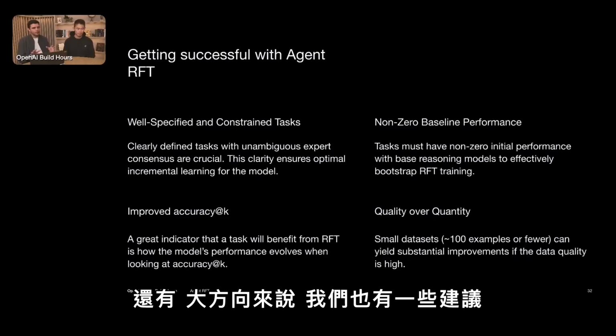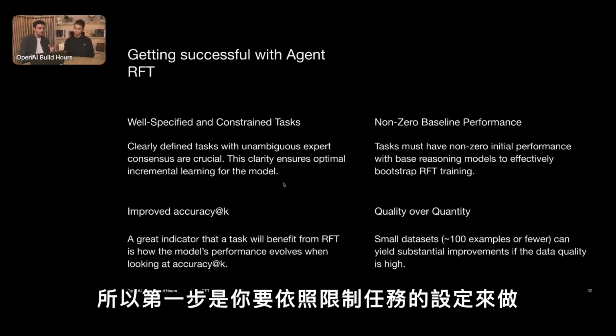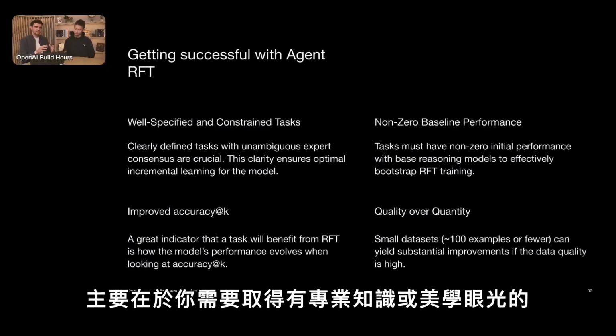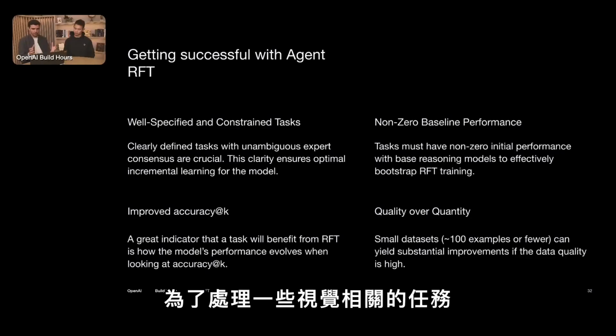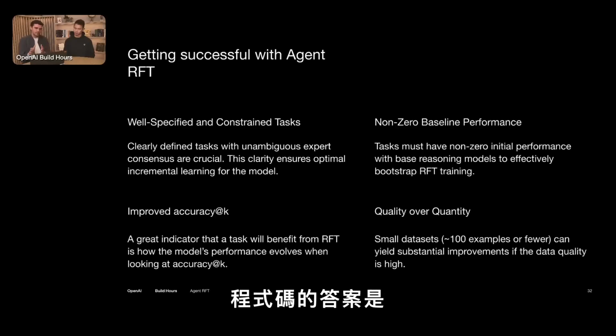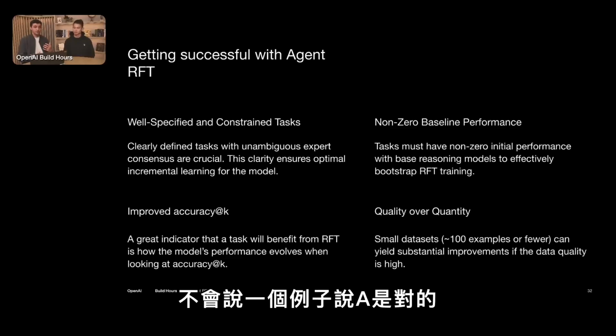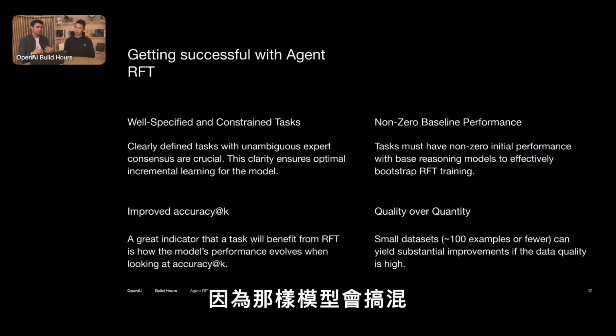And very high level, we also have some advice on how to get successful with Agent RFT. The first one is you need a well-specified and constrained task. This is mainly in the sense where you need consensus from people who have domain knowledge, or aesthetic for some visual task, where there is one real answer in a way, or people will agree on what the good answer is. This is very important because you want to share some signal to the model that is consistent and not say in one example, oh, answer A is good, and in the next one, answer A is not good, because then the model will get confused and will not learn how to reason better.